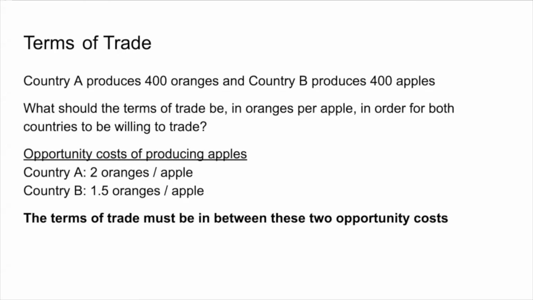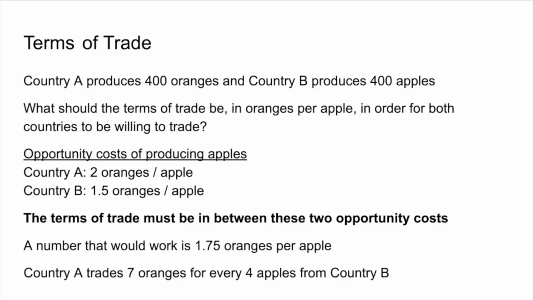And similarly, if it was greater than 2 oranges per apple, then country A would not be willing to purchase apples. So we must pick any number in between these two opportunity costs, such as 1.75. So country A trades 7 oranges for every 4 apples from country B.